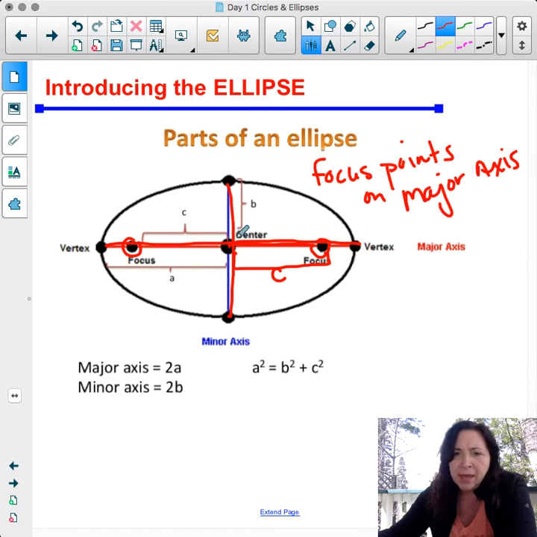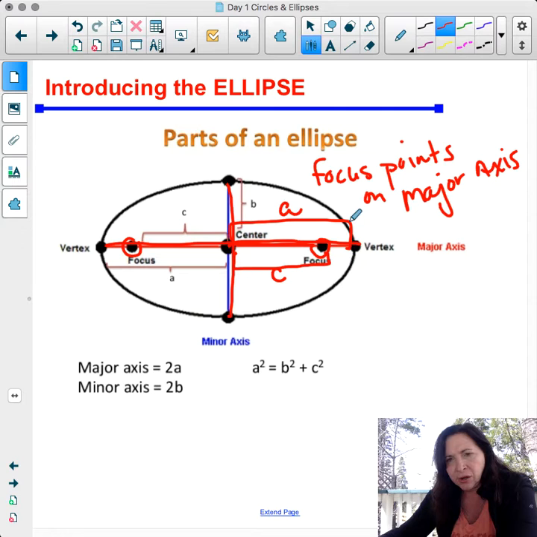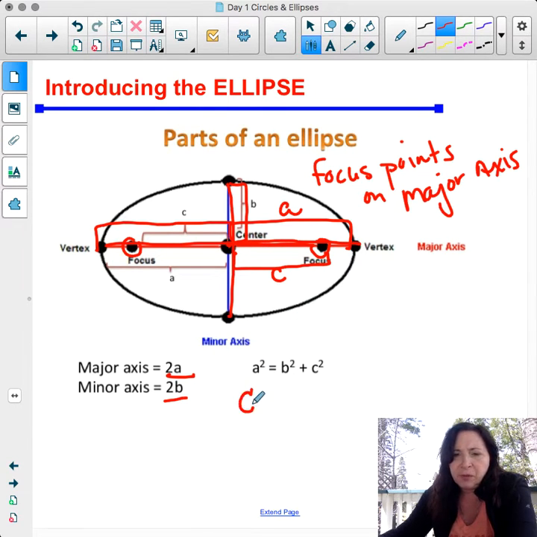We call A being the major axis. So let's say that's A, because that's the major axis. If this from here to here is A, then 2 of those would be my major axis, and that's where you get 2A. If this is B from here to here, then 2B would be my minor axis. And what we have here is to find the focus point. You're going to subtract B squared from A squared, which is this distance here. So A squared minus B squared is to find my focal points.